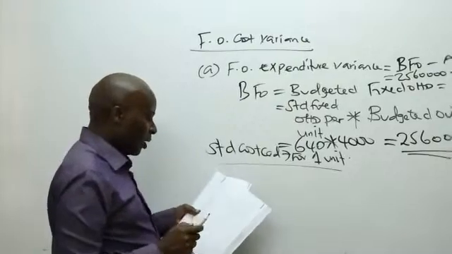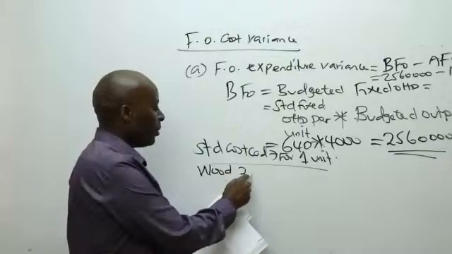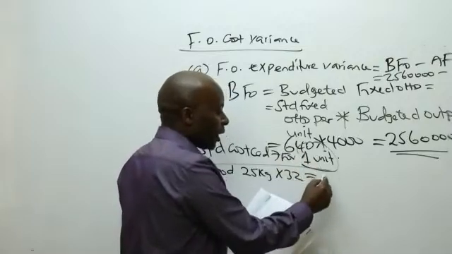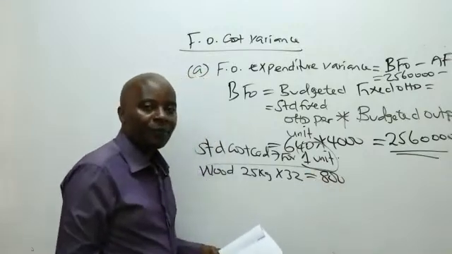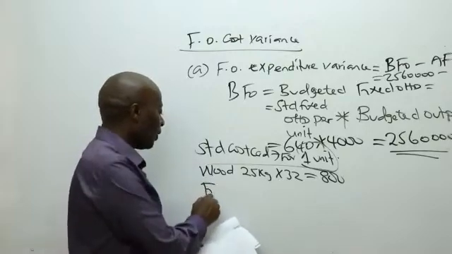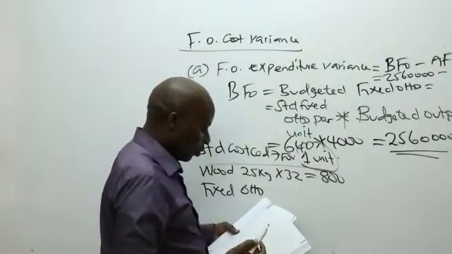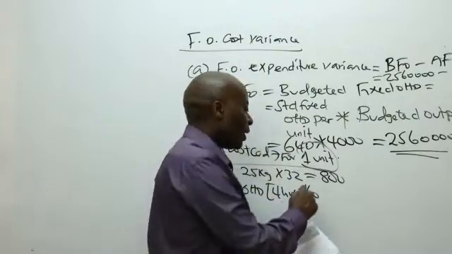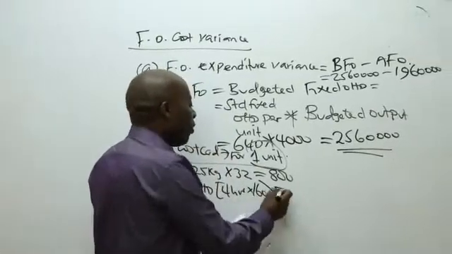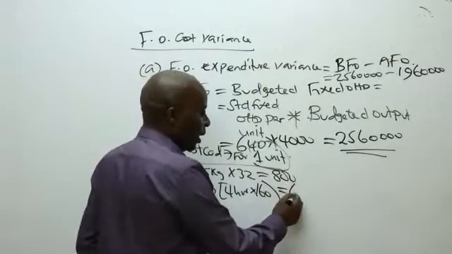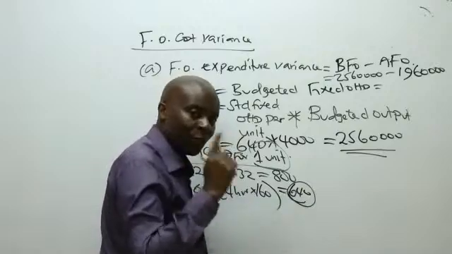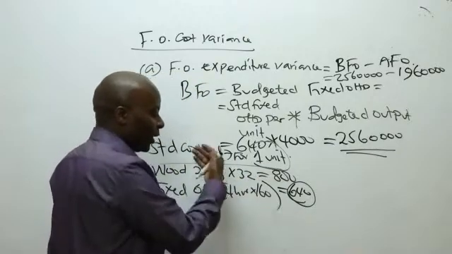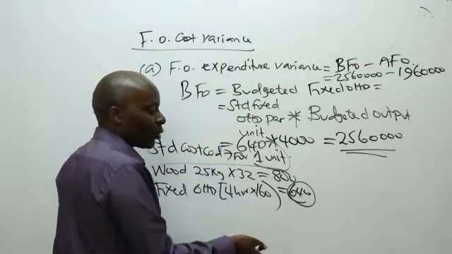For one whole unit, for example, they have told you wood will be 25 kilograms, each at 32. So the whole bench will be gobbling up 800. The same case applies to fixed overheads: one bench is 4 hours, and each hour goes for 160. So in terms of valuing a bench for fixed overhead, it is 640. This is fixed overheads per unit of output, not per hour, because the valuation could be for one hour, for one unit, or materials per kilogram, per unit. So this 640 is for a whole unit.